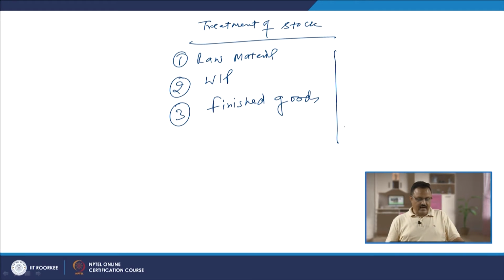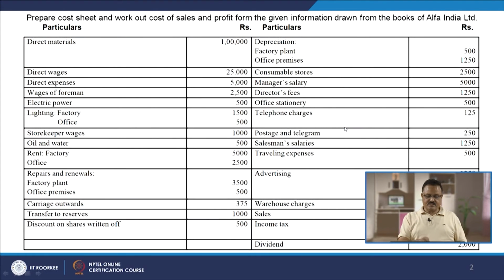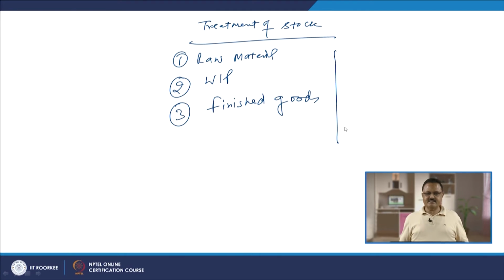In the first problem, the total cost of the material was given to us, so there was no problem for us. Direct material was 100,000 rupees, 1 lakh rupees. We did not have to calculate it, it was directly given, so no adjustment of stock was required. But in normal circumstances it does not happen. You have to treat the stock and adjust the stock, because you are given the different figures of the stocks.